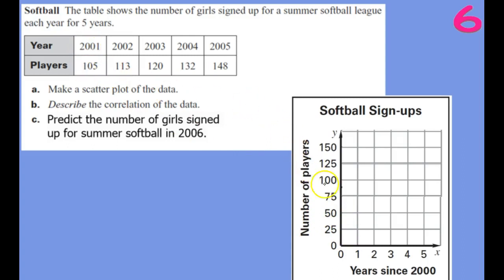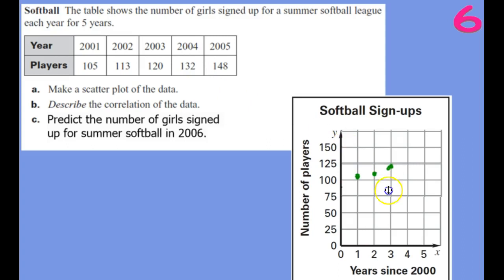2001 has 105 players. So at 2001, we can go up to about 105, which could be right here. 2002 has 113 players. So 2002 go up, it's going to be a little bit more above the 105. Not much, but a little bit more above. 2003 has about 120 players. So we go from 2003 up to close to our line at 125, but not quite. Still a little bit higher.